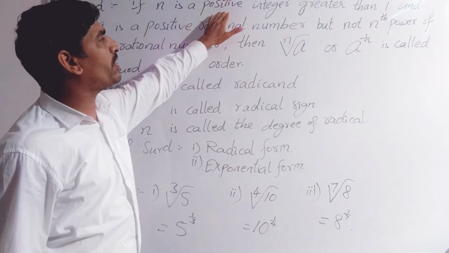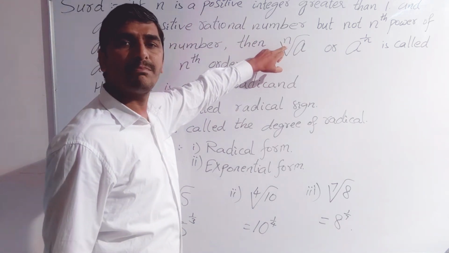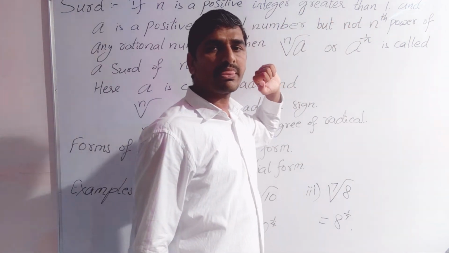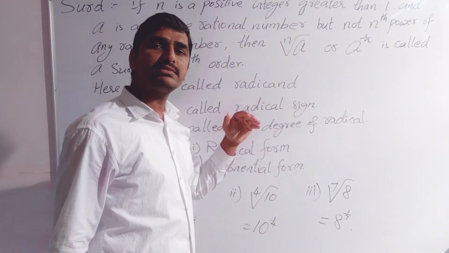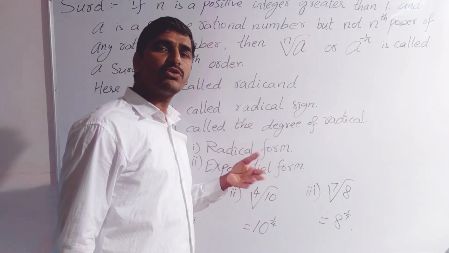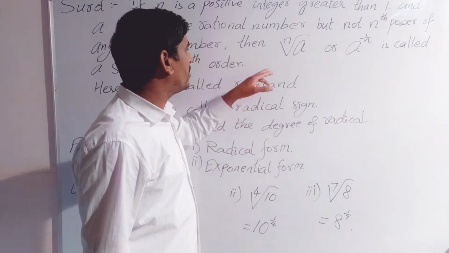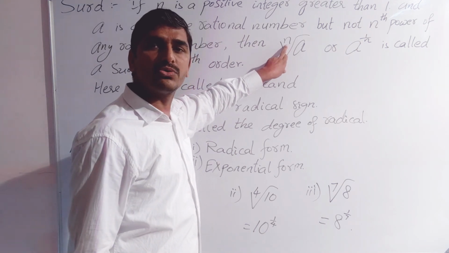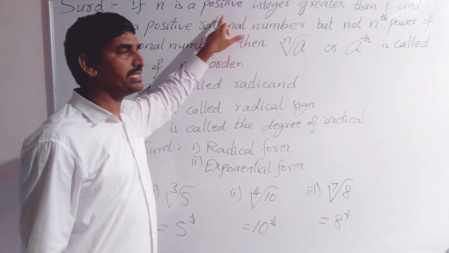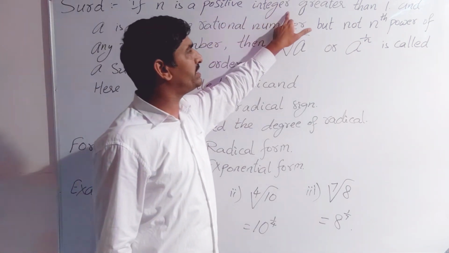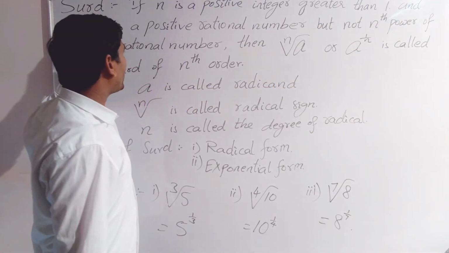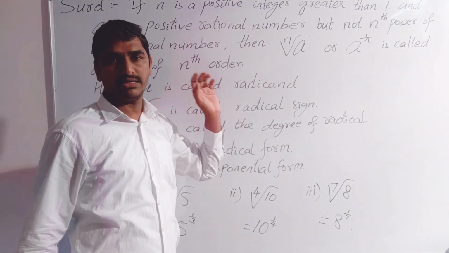Here n is a positive integer, with the condition that it is greater than 1. We have to take positive integers greater than 1, meaning 2, 3, 4. The value of n starts from 2: 2, 3, 4, 5, 6 and so on. So n is a positive integer greater than 1, and a is a positive rational number.